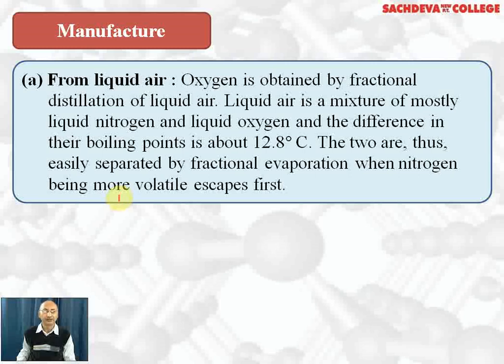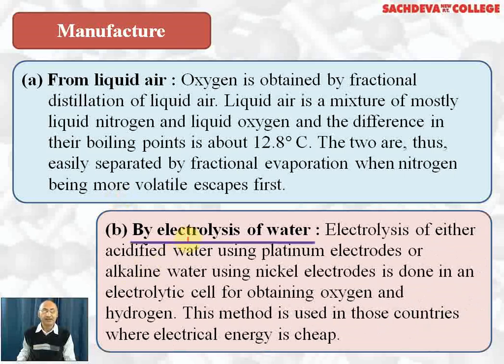point than nitrogen. By electrolysis of water, pure oxygen can be obtained by electrolysis of either acidified water using platinum electrodes, which act as inert electrodes, or alkaline water using nickel electrodes. In an electrolytic cell, we will get oxygen and hydrogen. This method is used in those countries where electrical energy is cheap and we need pure oxygen and pure hydrogen.